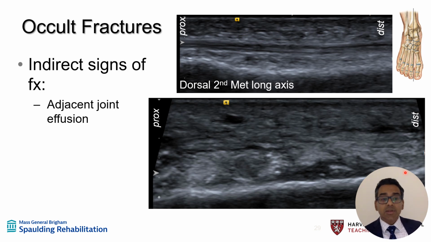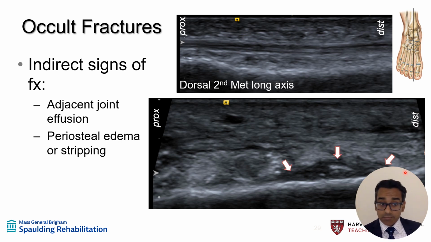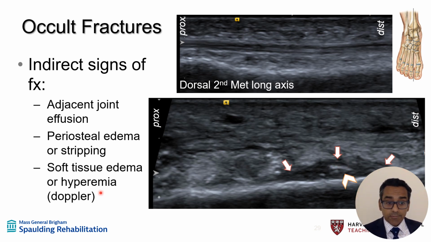One of the most common indirect signs of a fracture is adjacent effusion, periosteal edema or stripping of the periosteum, which is what we're seeing here, soft tissue edema or hyperemia, and that's all this dark structure here, all that hypoechoic signal. All secondary signs or indirect signs of a fracture.